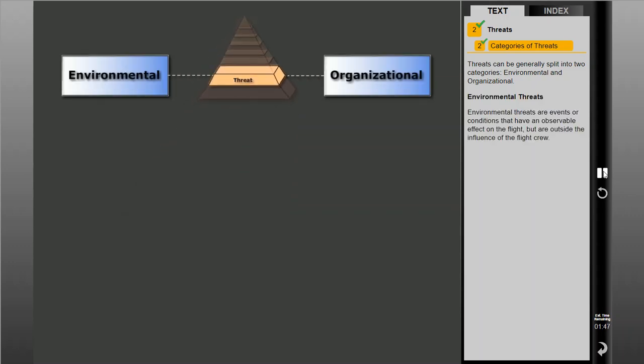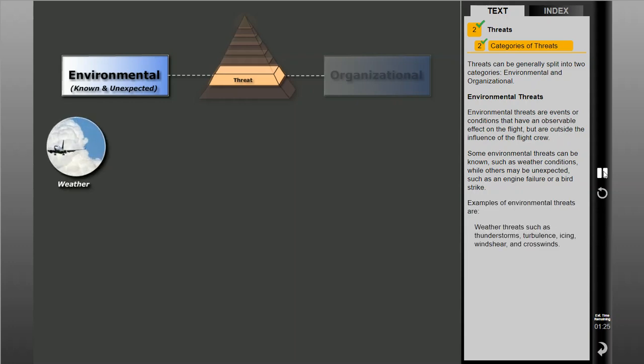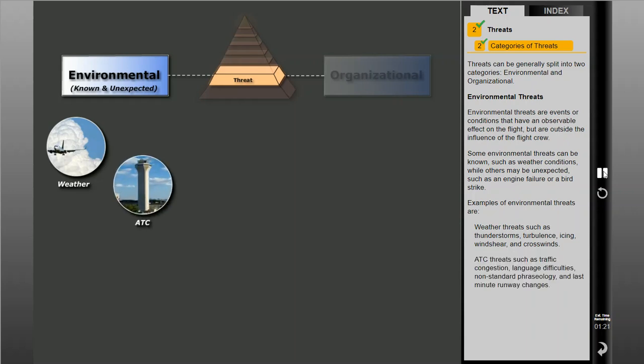Environmental threats are events or conditions that have an observable effect on the flight but are outside the influence of the flight crew. Some environmental threats can be known, such as weather conditions, while others may be unexpected, such as an engine failure or a bird strike. Examples of environmental threats are weather threats, such as thunderstorms, turbulence, icing, wind shear, and crosswinds. ATC threats, such as traffic congestion, language difficulties, non-standard phraseology, and last-minute runway changes.